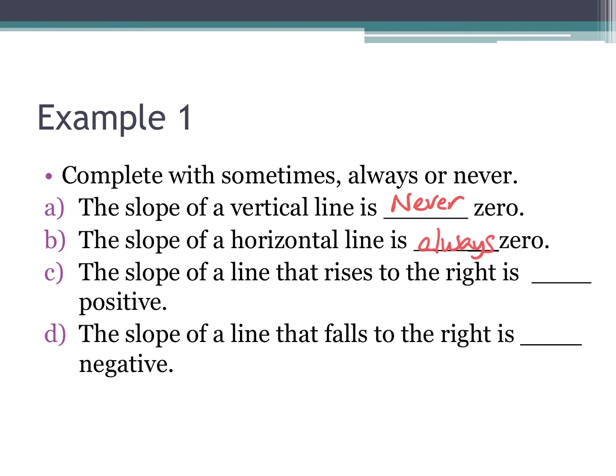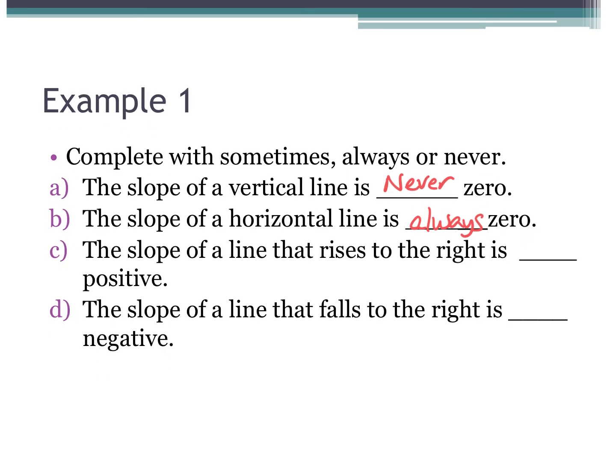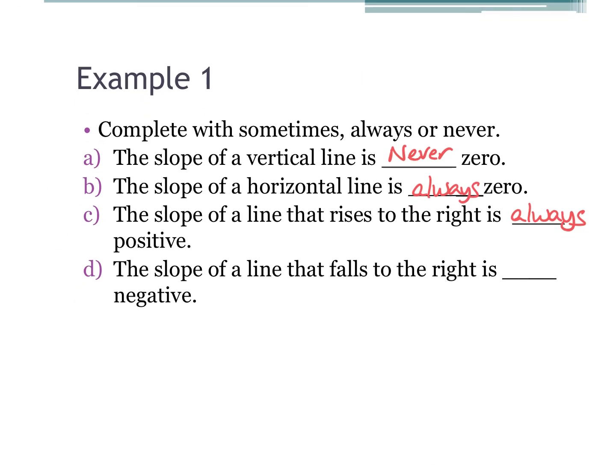The slope of a line that rises to the right is always positive. I told you the answer. It's always positive. And then the slope of a line that falls to the right is blank negative. Always. So when it's falling to the right, it's negative. When it's rising to the right, it's positive.